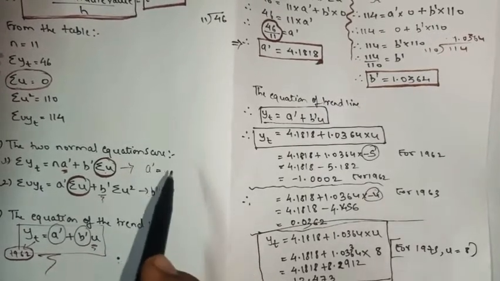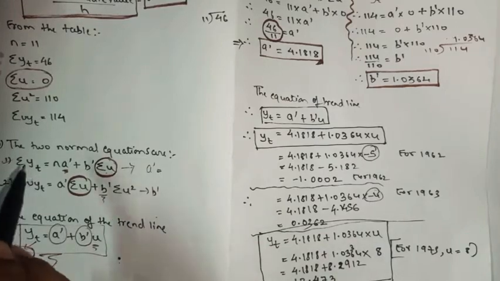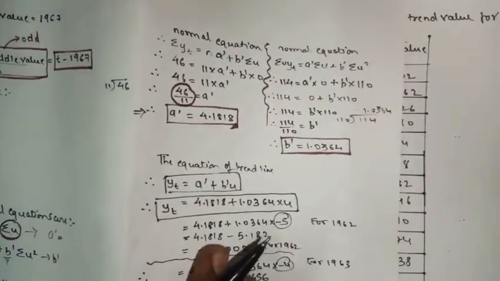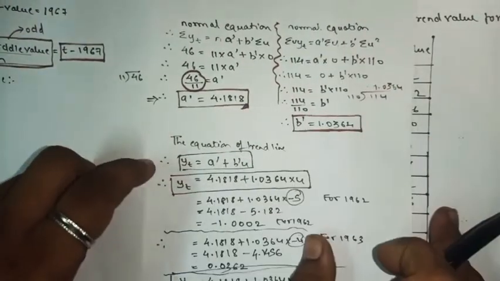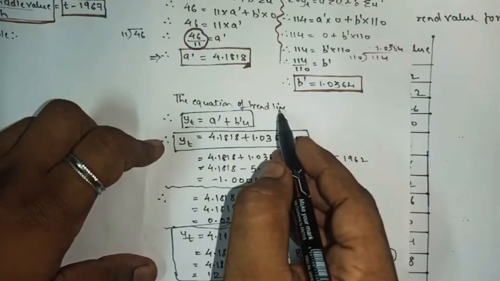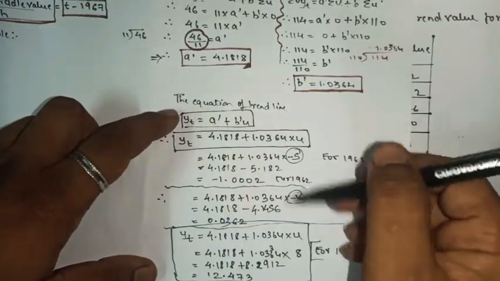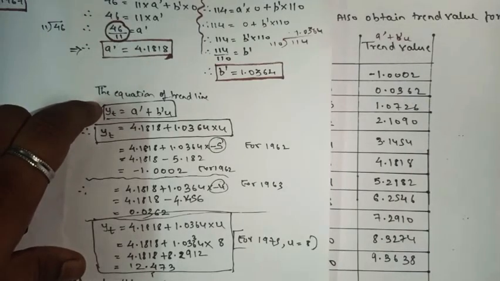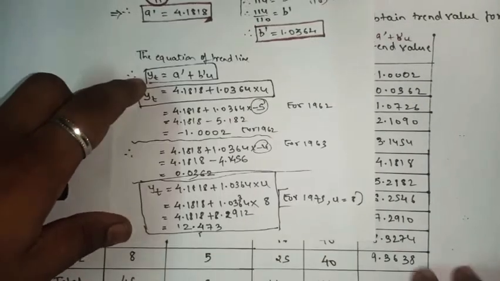In every sum, see to it that when you use the first formula you get a dash, and then in the second formula you get b dash only. After getting the value of a dash and b dash, apply the equation of trend line, simply find the answer for first and second, and write down the answer. For the remaining you can solve roughly and substitute the value.